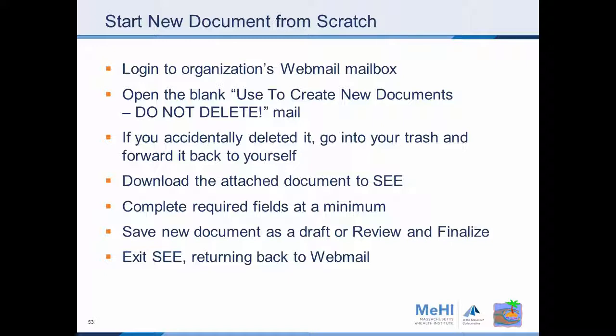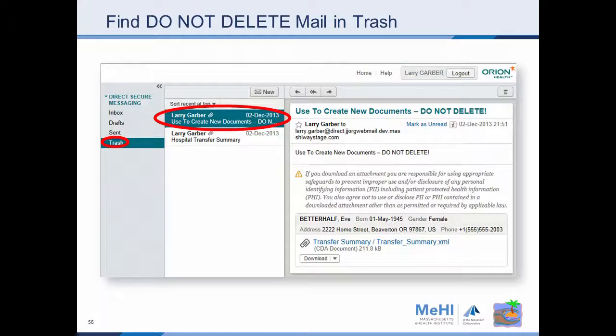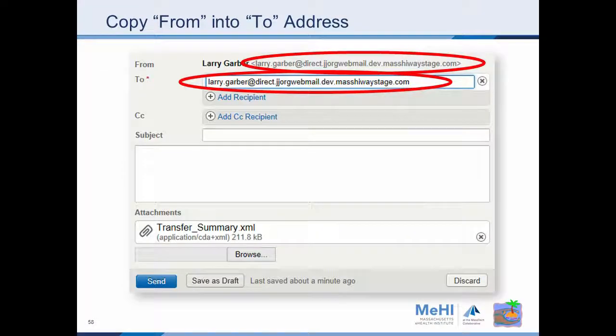Now to start a brand new document, I'll just quickly go through this. This is pretty straightforward. It's going to use the one that says use to create a new document. And I'm going to show you how you forward it back to yourself if you accidentally delete it. So let's do that. So I log in, I go ahead and I see this is the one that I want. Okay, and I panic. Instead of clicking on the download here to create a new document, I hit the delete button. And what happens? It goes into the trash. Not a big deal. Here's the message we deleted before, your hospital transfer summary that you got in the first place. And here's this new one that we weren't supposed to delete that I accidentally deleted.